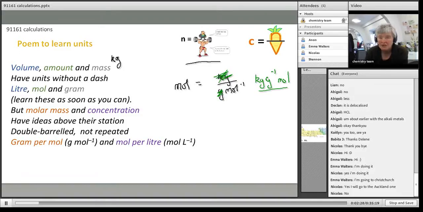Okay, so as I say, this poem is volume, amount, and mass of units without a dash, liter, mole, and gram, and you learn these as soon as you can. But molar mass and concentration have ideas above the station, double-barreled, not repeated. So double-barreled, I've got two things on there, gram per mole and mole per liter. So there's two things in that compared to just one over there. So I don't know if that's going to help you remember.